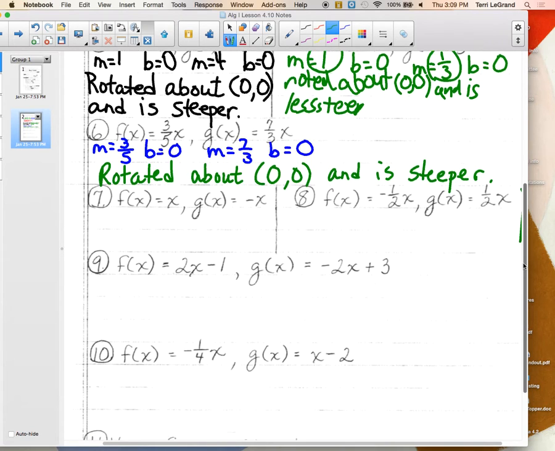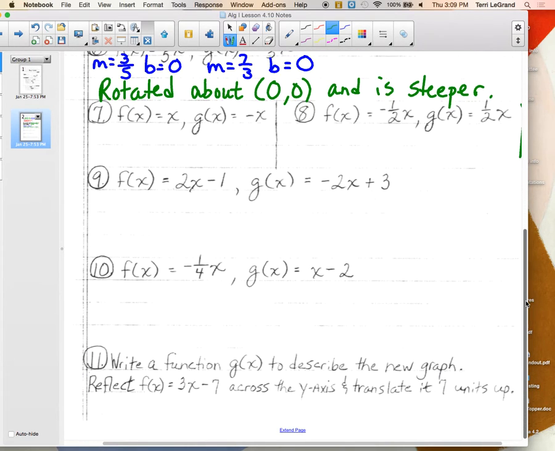Okay, let's take a look at number 7 then. M equals, B equals. Oh, the first one is the parent function. That one should just roll right off of your brain. Slope is 1, B is 0, okay, slope of the other one is -1 and y-intercept is 0.